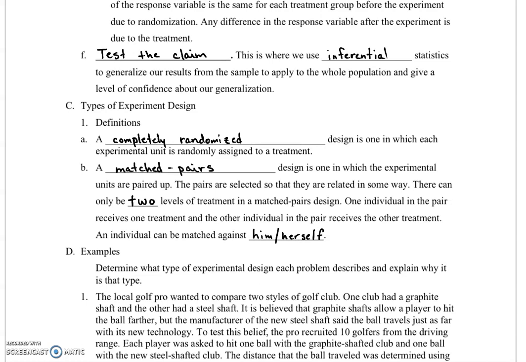So the matched pairs might be like a before and after for the same individual. Or it could be, okay, the husband has this characteristic. Does the wife have this characteristic too? Then the matched pair would be the husband and the wife.